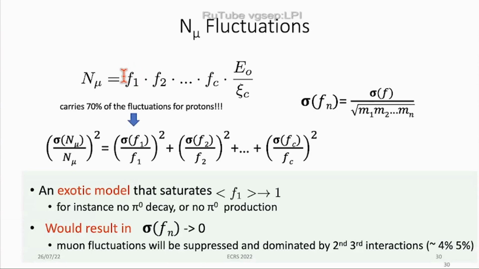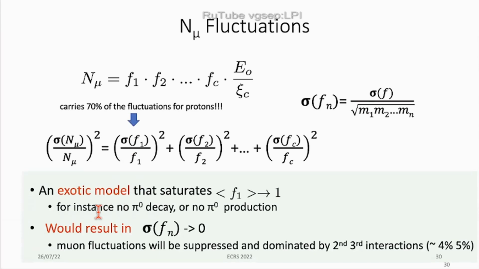If the total number of muons is the multiplication of these quantities, and these quantities fluctuate shower by shower, we can observe that the total fluctuation of the number of muons is the sum of the fluctuations of all these factors. But the fluctuations of the contributions F2 to Fn are suppressed by the number of participants, because the shower is growing, so the fluctuations get narrower and narrower. Basically, 70% of the fluctuations come from the fluctuations of the energy fraction of the first interaction.